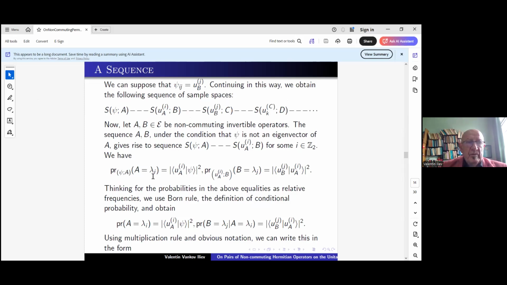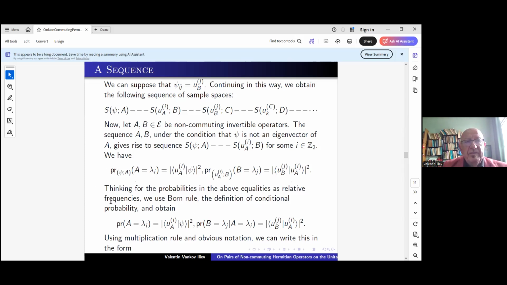We get those equalities: the probability of A equals lambda I in the sample space that corresponds to Psi and A is this absolute value according to the Born rule. And the probability of B equals lambda J in the sample space is equal to this square of the inner product of those two vectors.